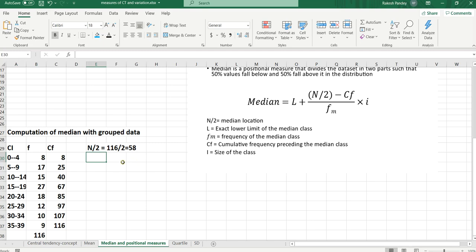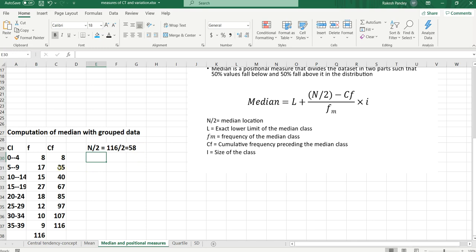But we cannot know exactly because there are several data values in one interval. 8 data values are here in this 0 to 4. 17 values are here in 5 to 9, and up to 9 there are 25 data values. So we will have to locate the class in which the 58th data value will lie.